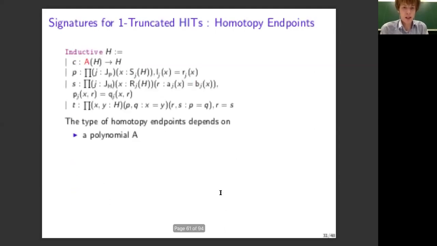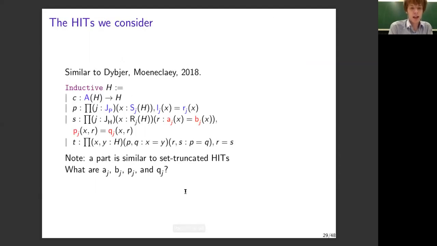Let us quickly go back to the definition and recapitulate it a bit. A, JP, SJ, LJ, RJ are as we discussed before. AJ, BJ are path endpoints. BJ and QJ are homotopy endpoints. I won't give the precise definition of the higher inductive types we consider, because the dependencies make the definition quite complicated to read. But I hope that if you take the scheme here into account and how we represent each piece of data, that gives a clear idea of what the scheme is supposed to be.